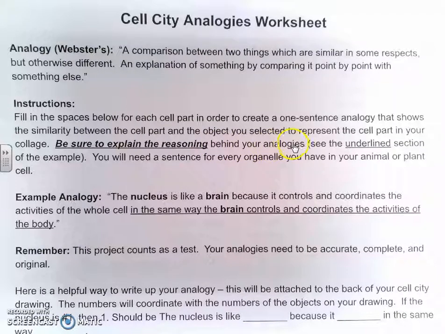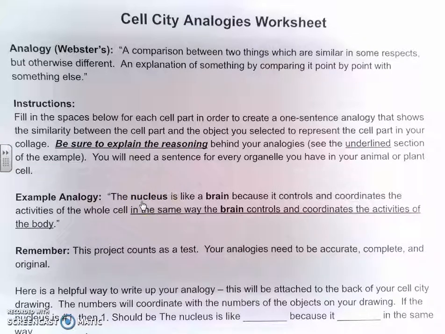Even if you're right, you have to explain the reasoning behind your analogy. So what do I mean by that? Well, let's take a look at this example analogy. The nucleus is like a brain, so I'm comparing the nucleus to a brain because the brain, like the nucleus, controls and coordinates the activities of the whole cell. In the same way, the brain controls and coordinates the activities of the body. This would be an example sentence of an analogy for one of the organelles, in this case, a nucleus.